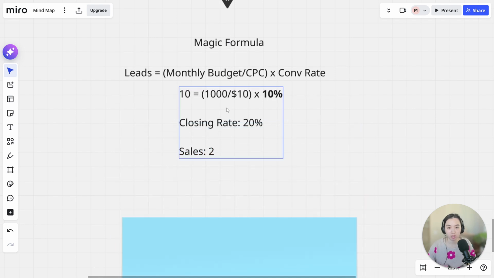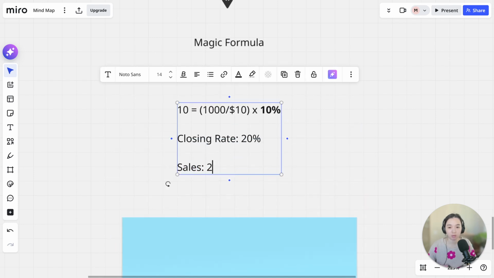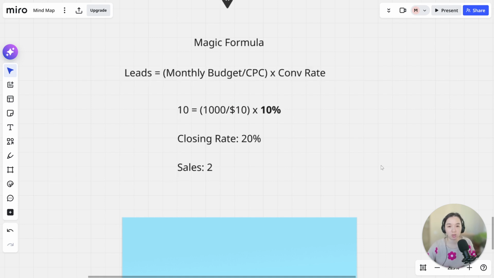And then from there, well, are 2 sales enough per month for $1,000? Your cost per customer is pretty much $500. What's your customer lifetime value? If your customer lifetime value was $10,000, that's a no-brainer. But if your customer lifetime value is $20, then don't even bother doing ads. Or don't even bother doing Google ads. So this is how we realistically look at the numbers.